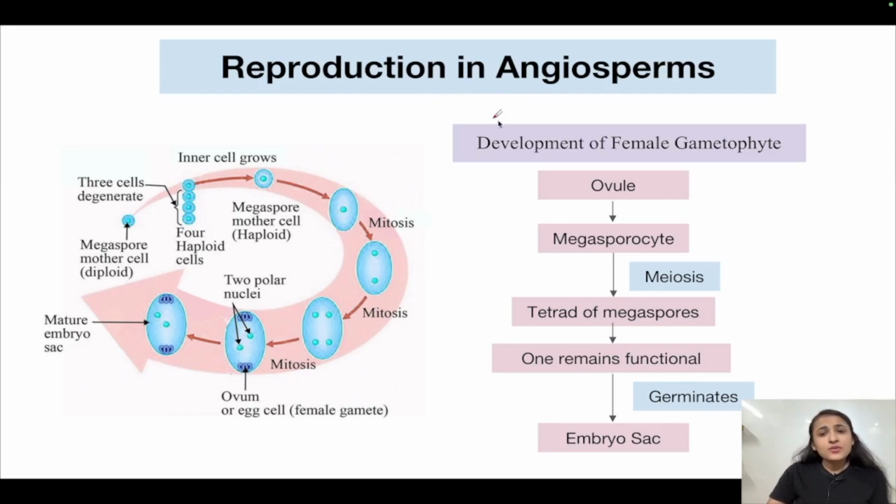Now let's talk about the development of the female gametophyte. So there is an ovule that is present. If we are saying that the embryo sac is formed inside the ovule, how is it forming? There must be something inside the ovule which is converting into the embryo sac, right? Just like in the development of the male gametophyte, pollen mother cells or microsporocytes were present, in the female gametophyte development also, inside the ovule or the megasporangium. Now, the ovule is also known as a megasporangium.